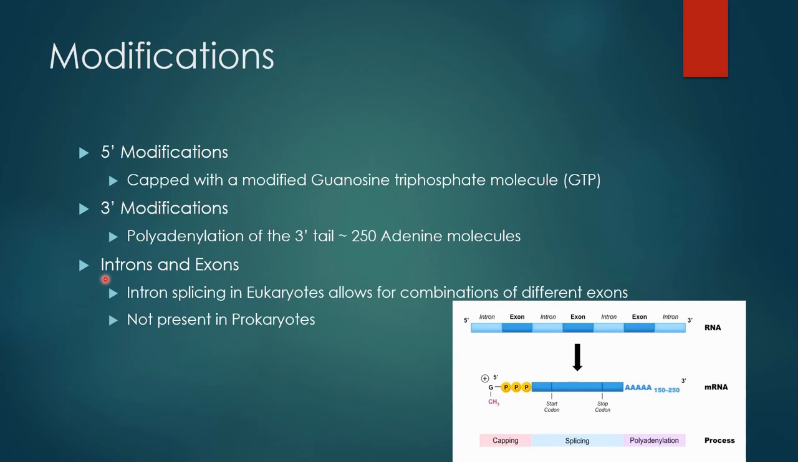The third type of modification is introns and exons, and intron splicing in eukaryotes allows for different combinations of different exons, and this produces a lot of different protein sequences that can occur from the same DNA strand. This is called alternative splicing, and it really increases the amount of proteins that we're able to have from a smaller amount of genes. However, this isn't present in prokaryotes because prokaryotes don't have a nucleus.